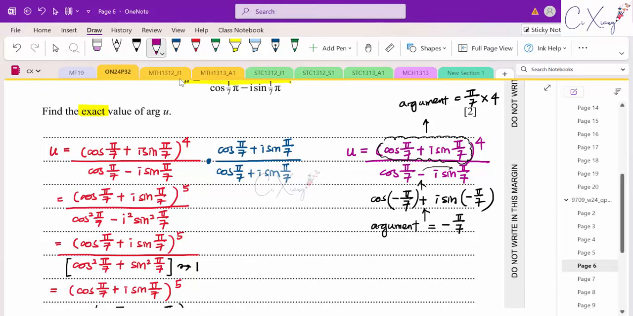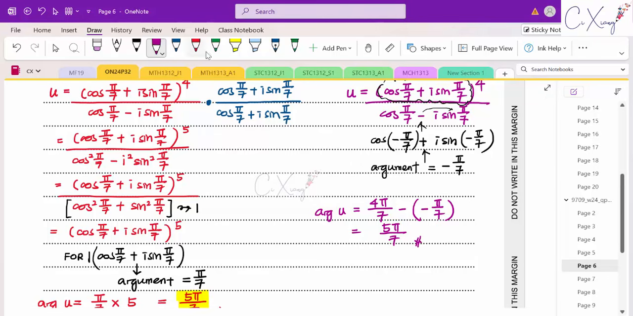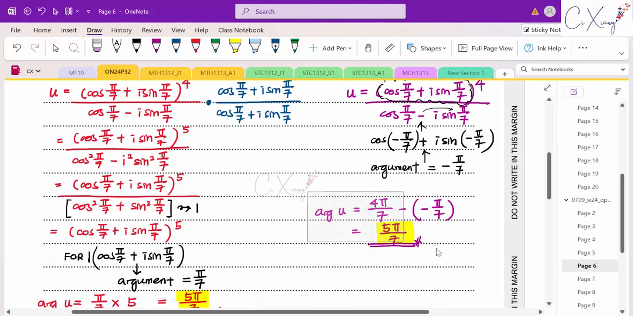So to get the argument of u, we use the idea that the argument on top, which is 4 pi over 7, minus the argument at the bottom, so minus negative pi over 7. If you add them together, you will have 5 pi over 7, which is still the same answer as the previous method that I used. I don't know which method is easier to understand and easier to think about to start with. For me personally, I start with the first method that I showed you just now.